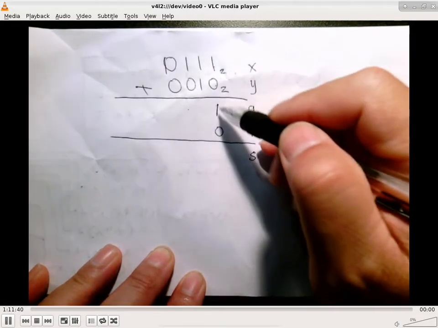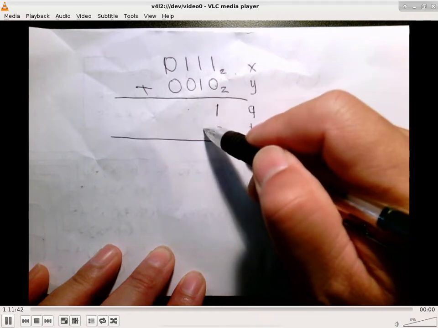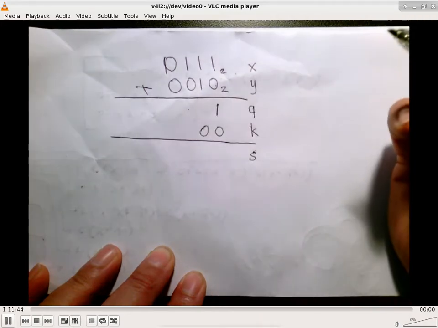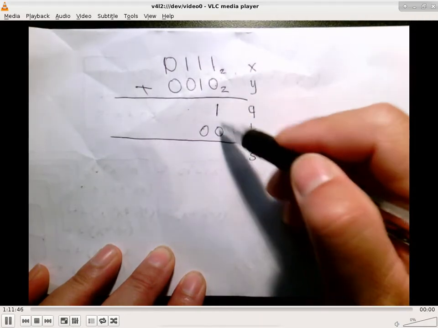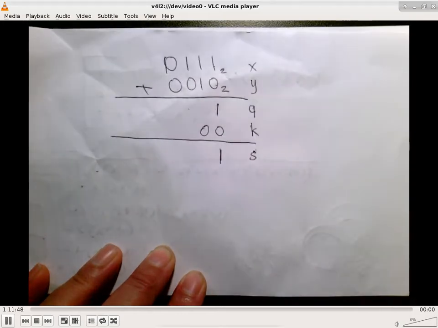So now we know that neither contributes a carry. So this carry K1 is going to be a 0. 1 plus 0 is a 1. Are there any questions about the first column, the least significant column?